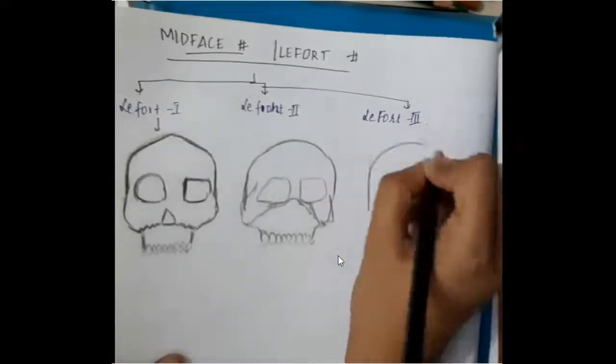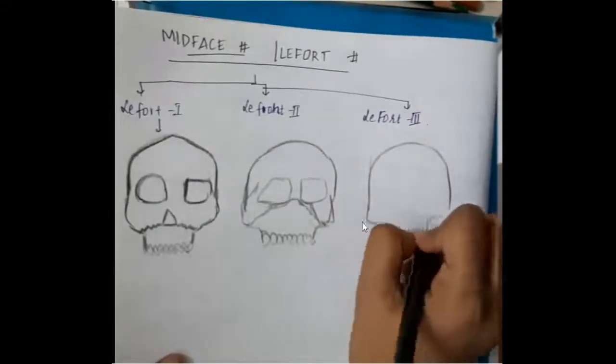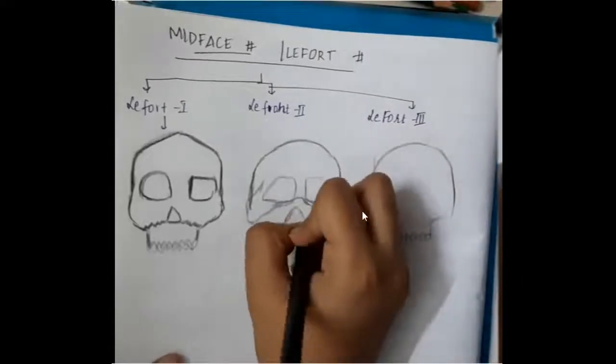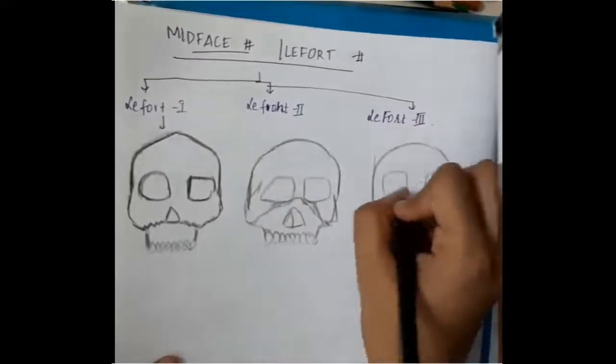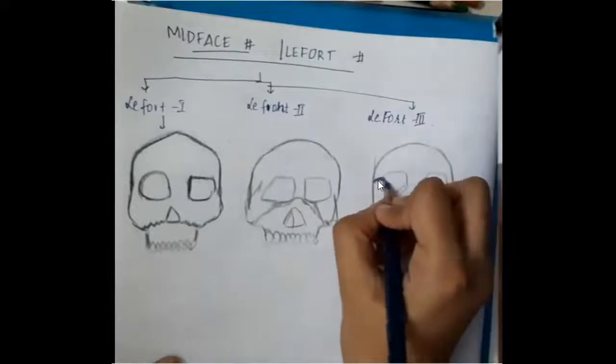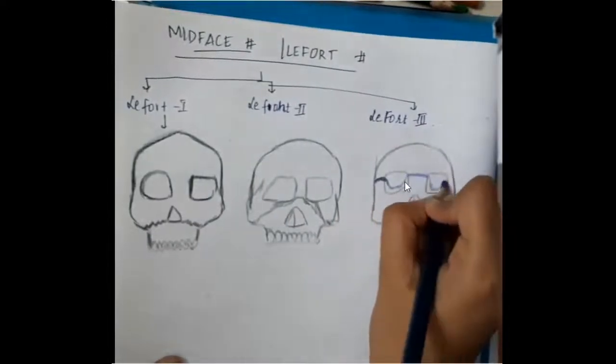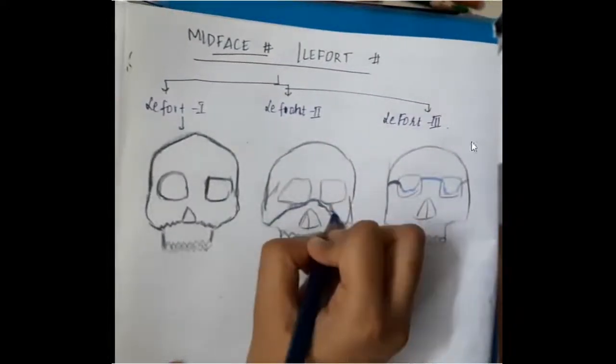In Le Fort 3, you will see that there is complete dysfunction of the facial skeleton. Here the fracture line goes from the nasal bridge, then the nasal septum, then the ethmoid bone and orbit, and the frontozygomatic suture is also involved in this Le Fort 3.